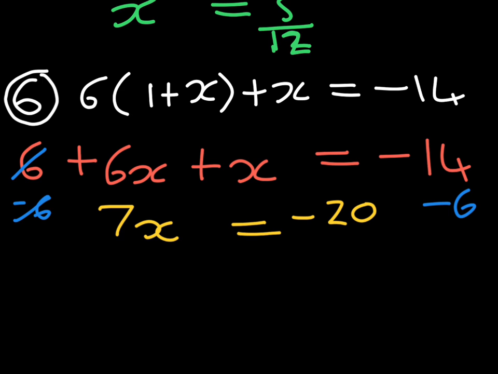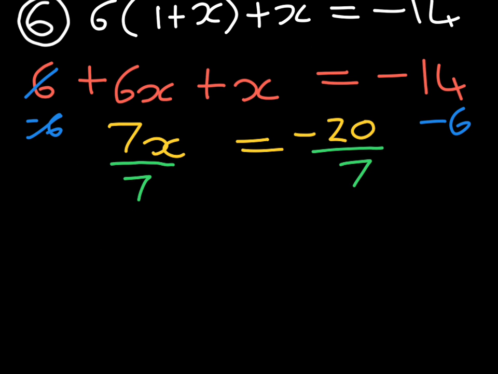And lastly, we want x by itself, so we divide by its coefficient. So we divide by 7, and we do the same thing to the minus 20. And this means we are left with x equals minus 20 over 7. And that is our final answer for question number 6.